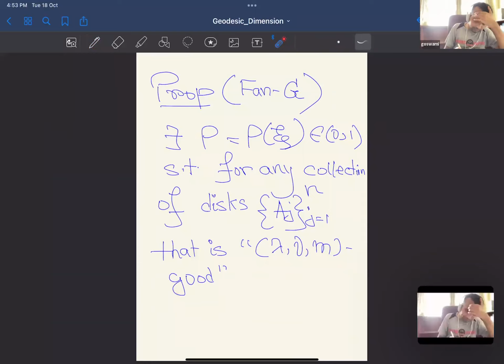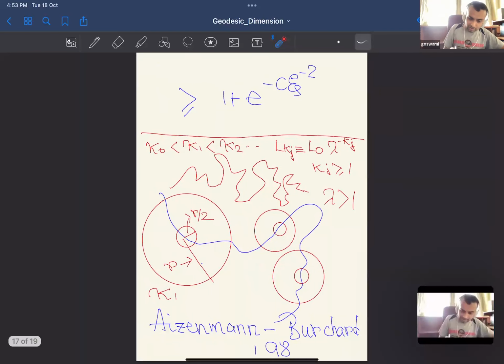So the proposition from which our main theorem follows is the following: there exists rho in (0,1), strictly less than 1, depending on psi, so that for any collection of disks that are lambda nu m good. What I mean by that is these three parameters associated with such families of balls. So lambda is a geometric factor bigger than 1, which controls the geometric rate of decay of the scales.